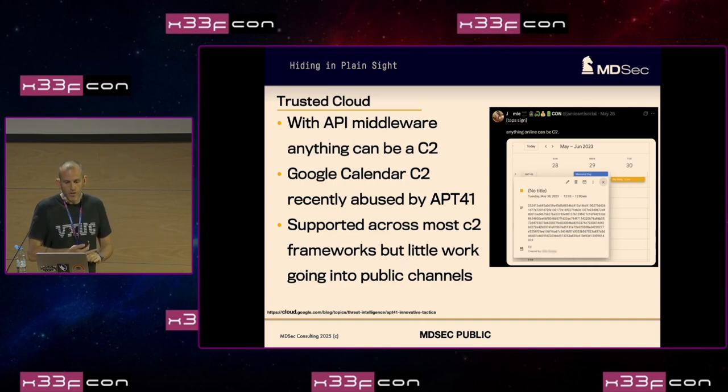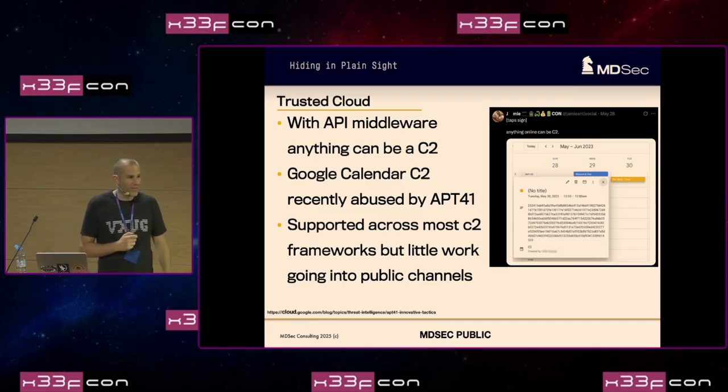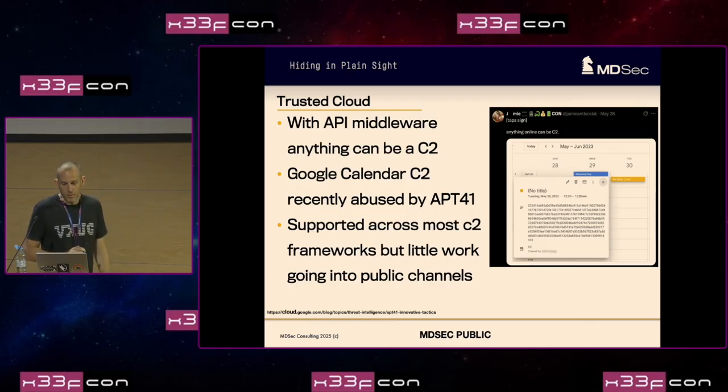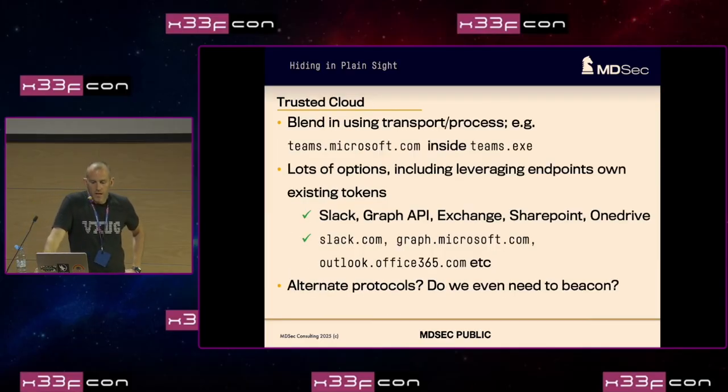Pretty much all the frameworks support the ability to do this, but I'm not sure it's heavily used, and there's very little work going into public channels. I know Melvin over there did some work on the service bus a couple of years ago, but there's not that many people pushing things out into the public domain. But this kind of stuff can be really interesting, and it can really help you blend in as a red teamer. I think most blue teams are probably not going to detect beaconing. If you're beaconing over teams.microsoft.com from inside teams.exe, it's probably going to be tricky to pluck out.